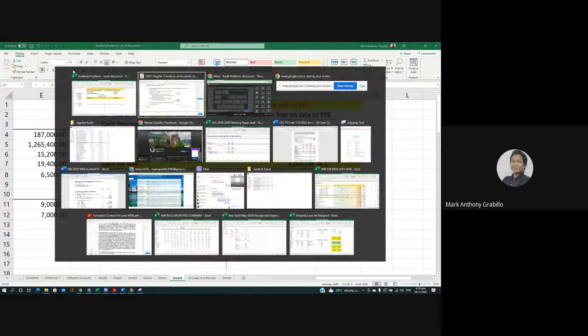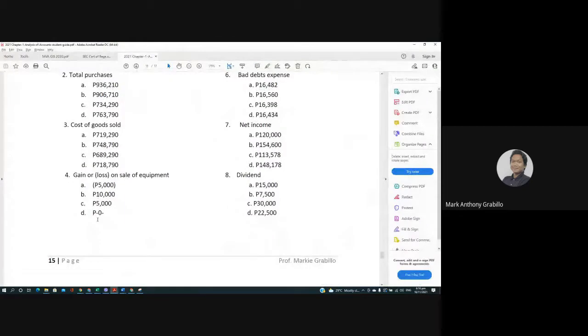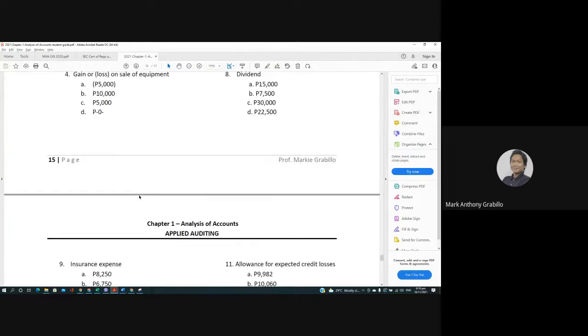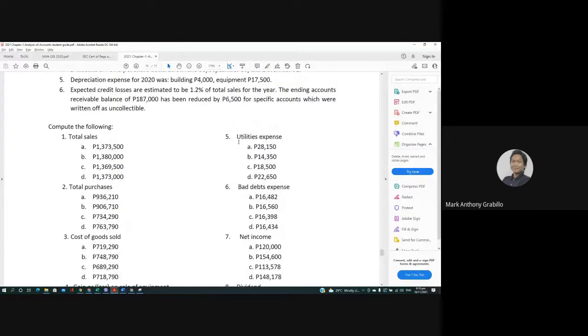So let's check kung tama po ba. Number 4 is letter C, 5,000, gain or loss on sale of equipment. So meron pa po ba? Number 5, utilities expense. So, kapag na-imagine natin yung utilities expense, ano kaya yung best account na pwedeng gamitin?